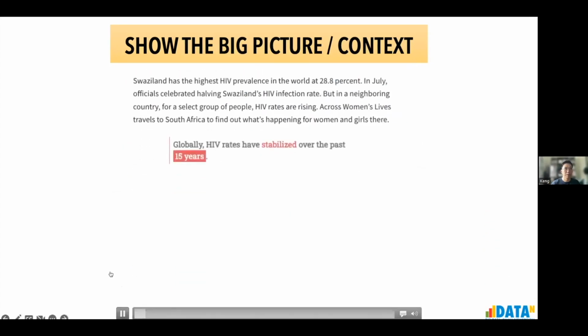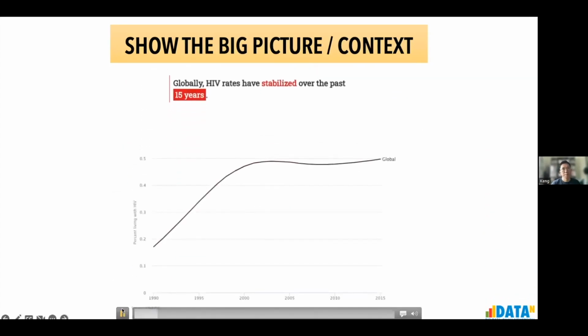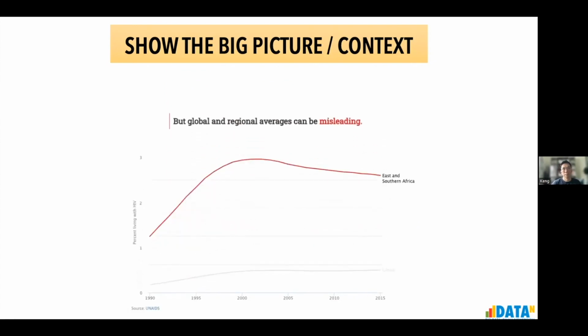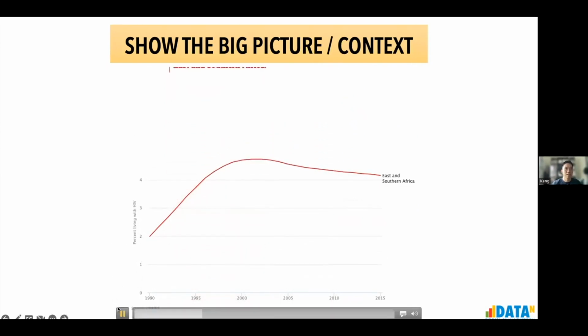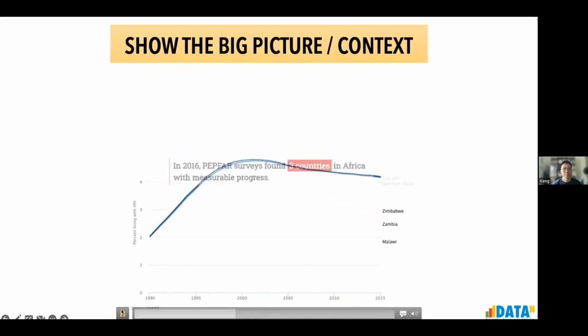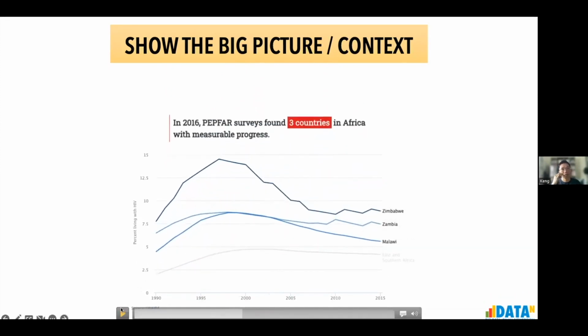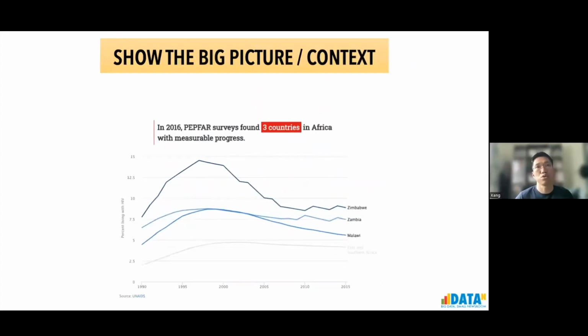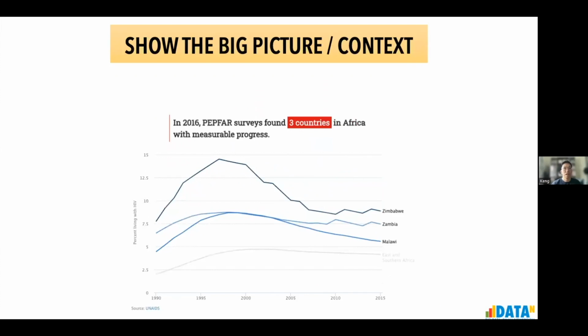This is the storytelling treatment. You have to keep scrolling, and then you will see more information. And then I go from the global scenario into Africa, and into 3 countries in Africa. And you can see that these 3 countries have made significant improvement over the past 20 years.